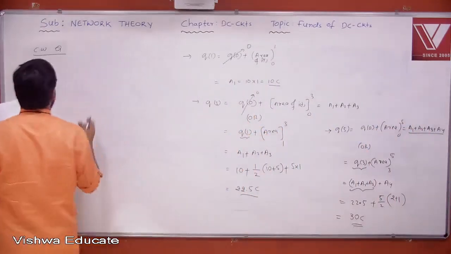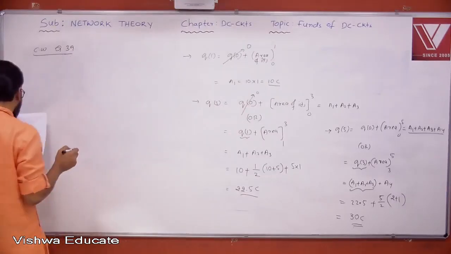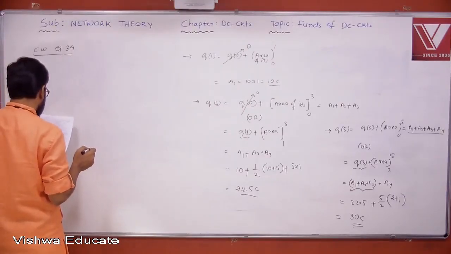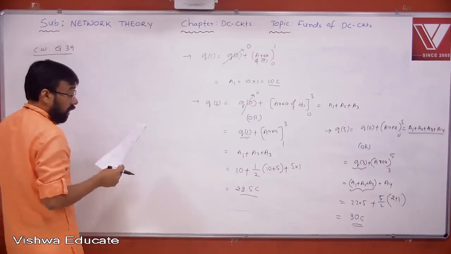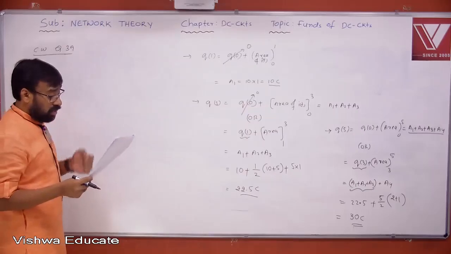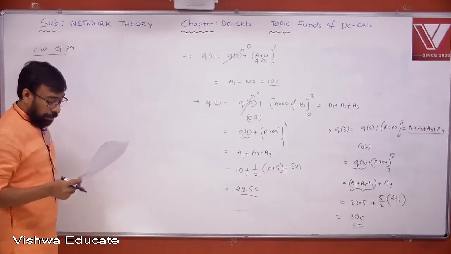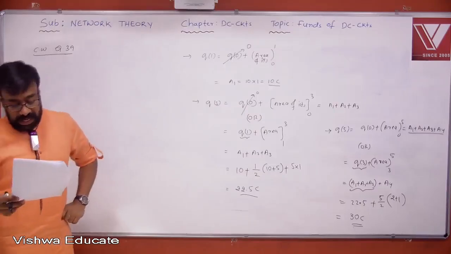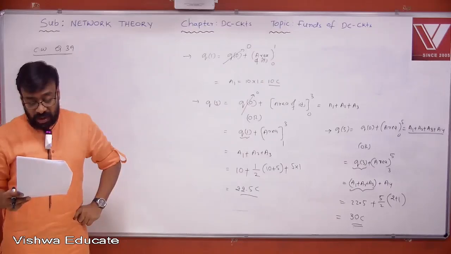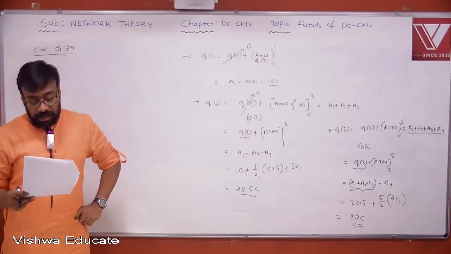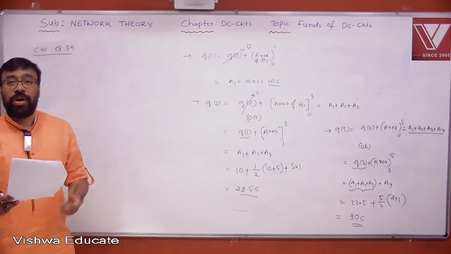Read the question, problem number 39. A fully charged mobile phone is good for 10 minutes talk time. Yes or no? I think all of you are reading that. During the talk time, the battery delivers a constant current of 2 ampere. The voltage characteristics of the battery during the talk time is as shown in the following figure. Find the energy of the battery during the talk time.